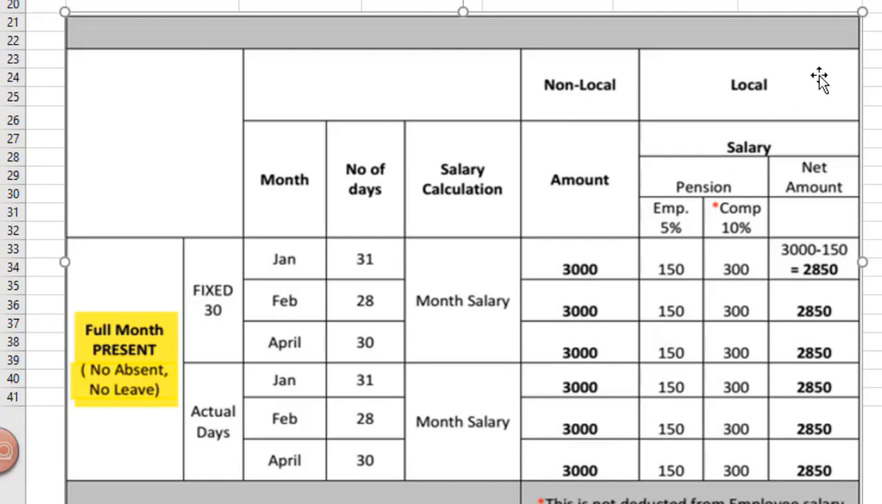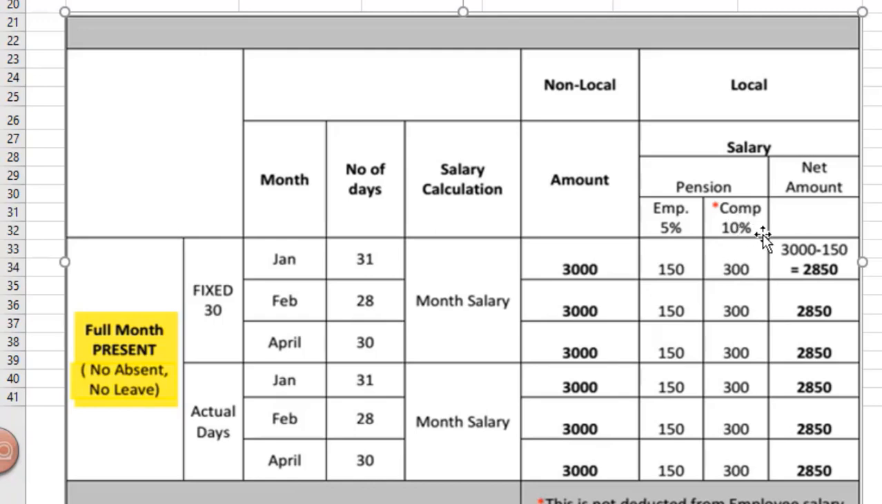But in the local column, as we see here, the salary is 2,850 because that 3,000 right here minus the employee pension, which is 5%. 5% from 3,000 is 150, and 3,000 minus 150 is 2,850. Now, some of you might be wondering, why didn't we also deduct the company pension, which is the 300, which is the 10% right here?